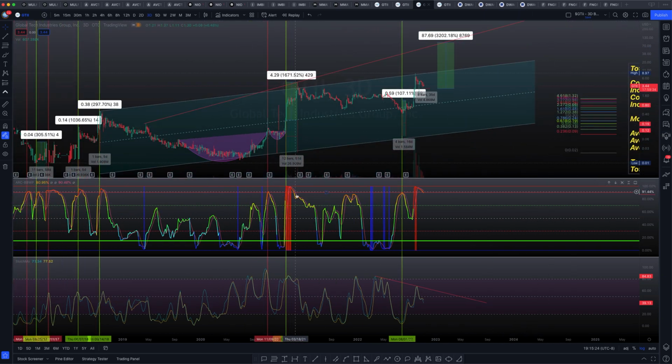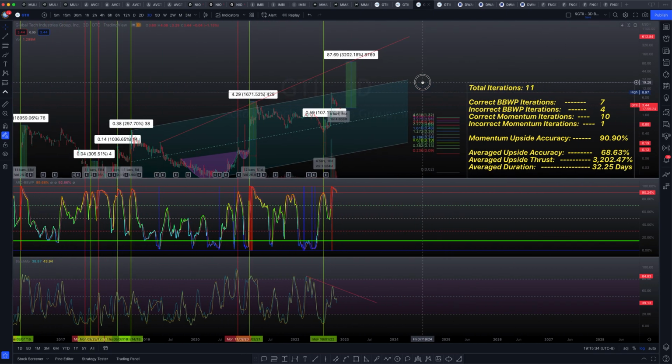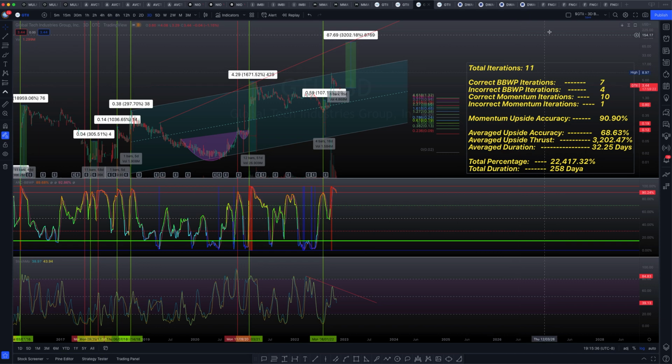This iteration here, based on the contraction level, was 1,600% to the upside. You're looking at 1,000% there, 300% up, 297% up. This is a crazy iteration here, you guys. Now, there are only 11 iterations, so we do have to consider that.